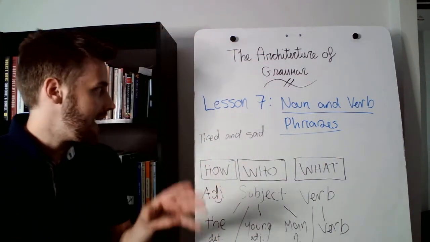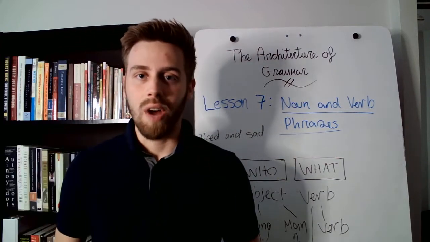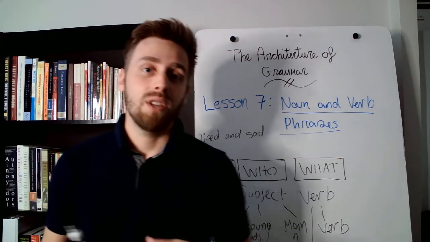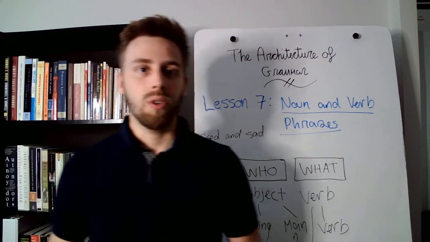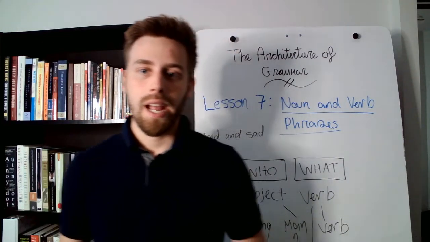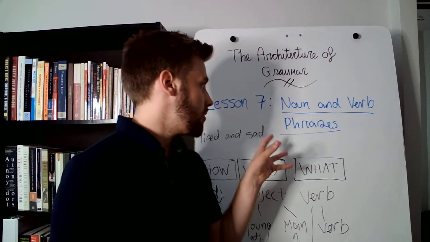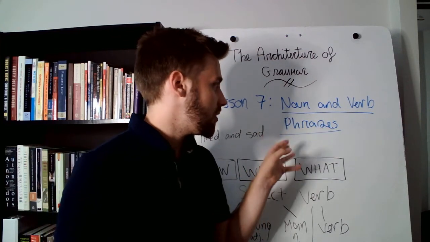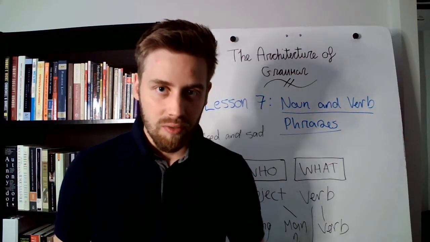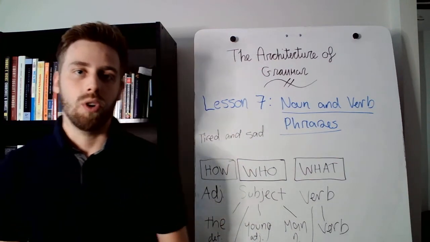So now go to lesson 7 of the Architecture of Grammar, and you'll see exercises, you'll see examples, and you'll be able to find out more in depth how to use these noun and verb phrases as well as adjective phrases in your writing.